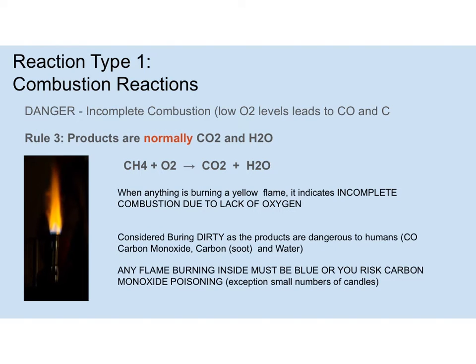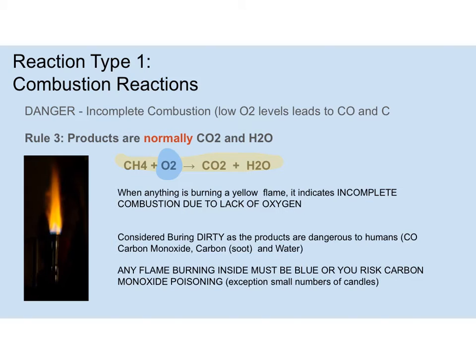But it's not always perfect combustion. Perfect combustion is the process I just highlighted: you take methane, oxygen, and produce CO2 and H2O. But when you see a yellow flame, and most of the time we see fires, we see yellow flames, that indicates that you are not burning perfectly. Whenever you see a yellow flame, what that indicates is that you don't have enough oxygen to have a perfect burn.